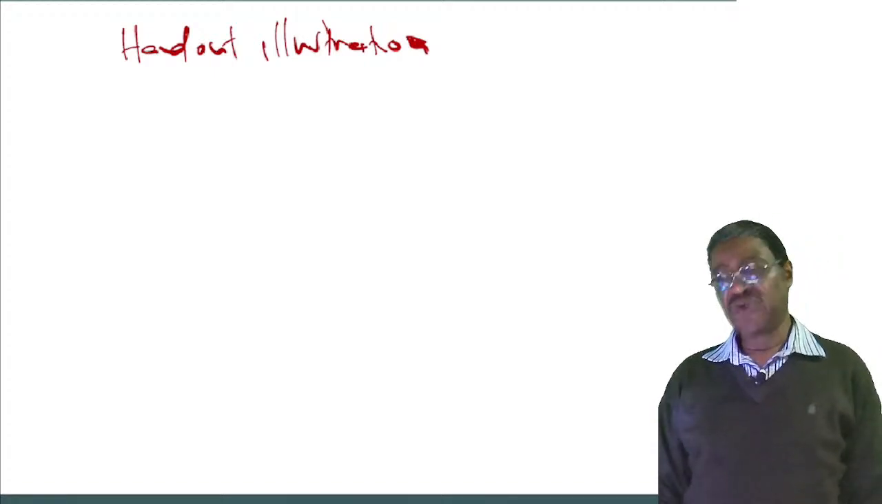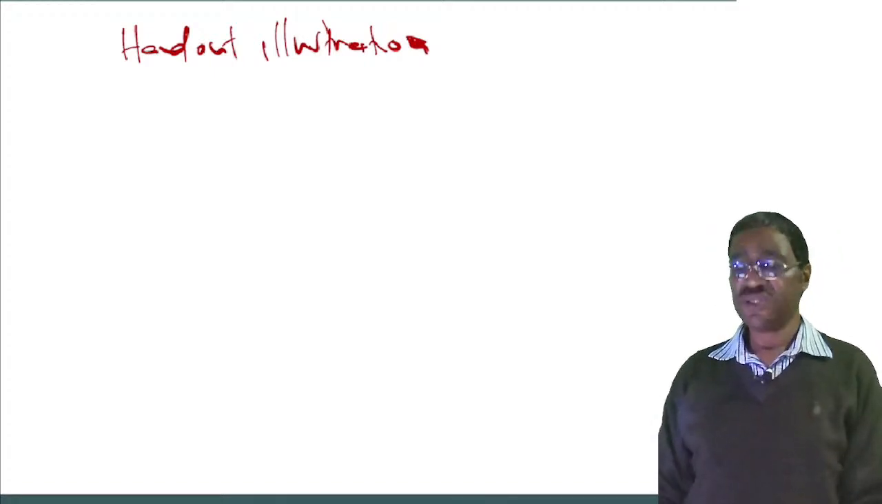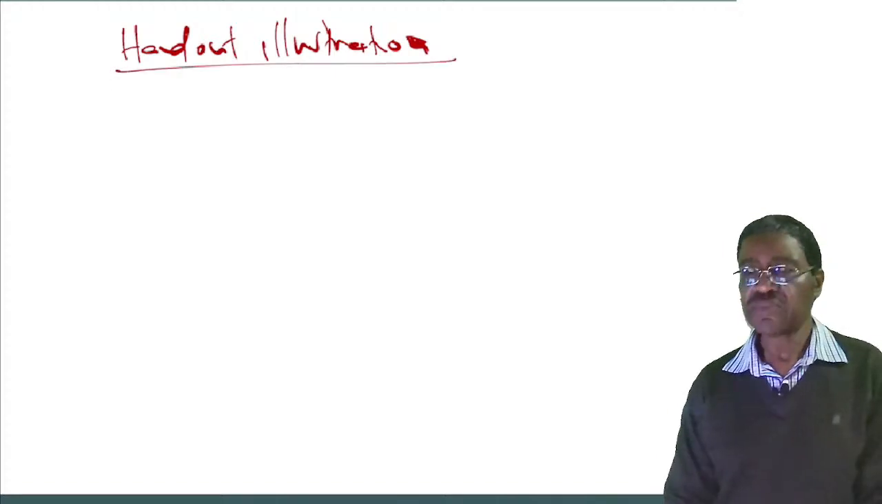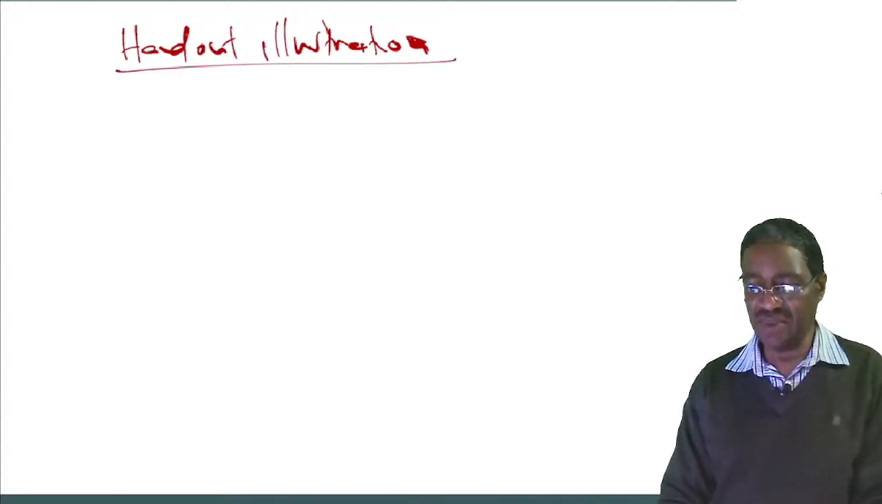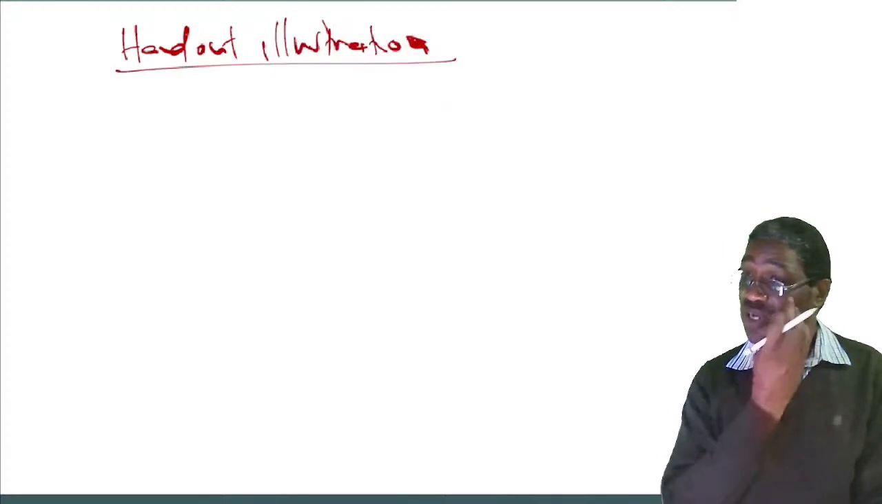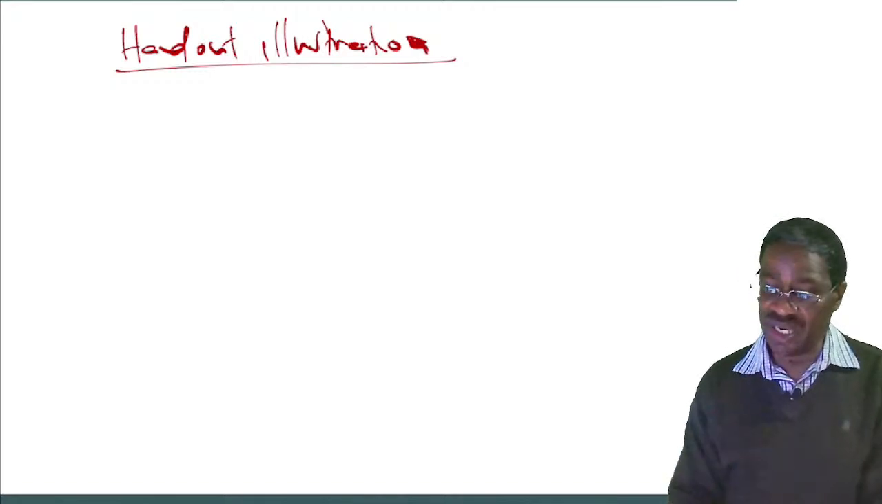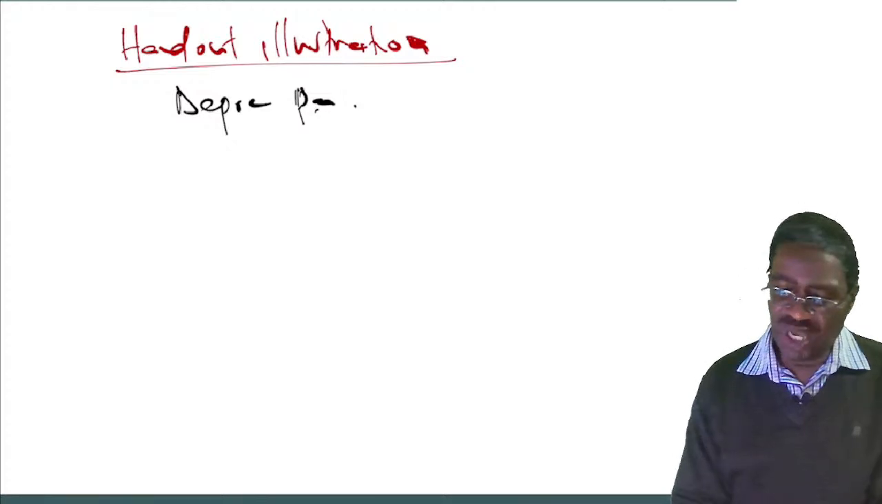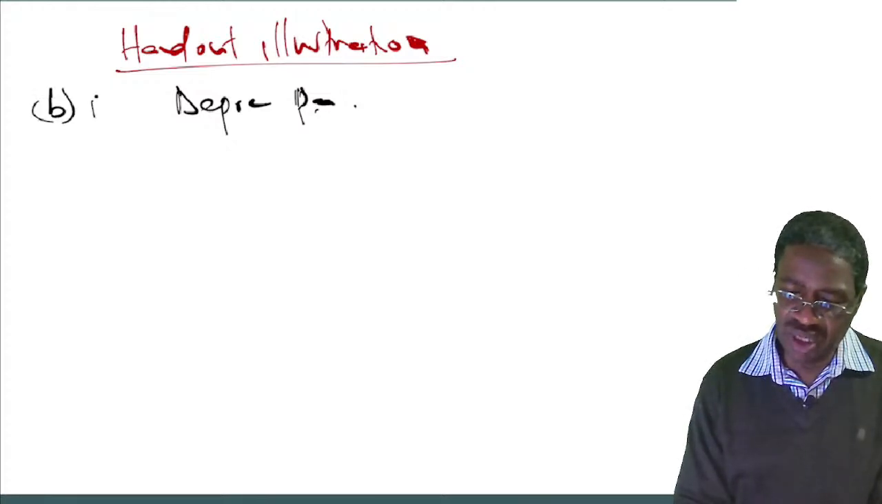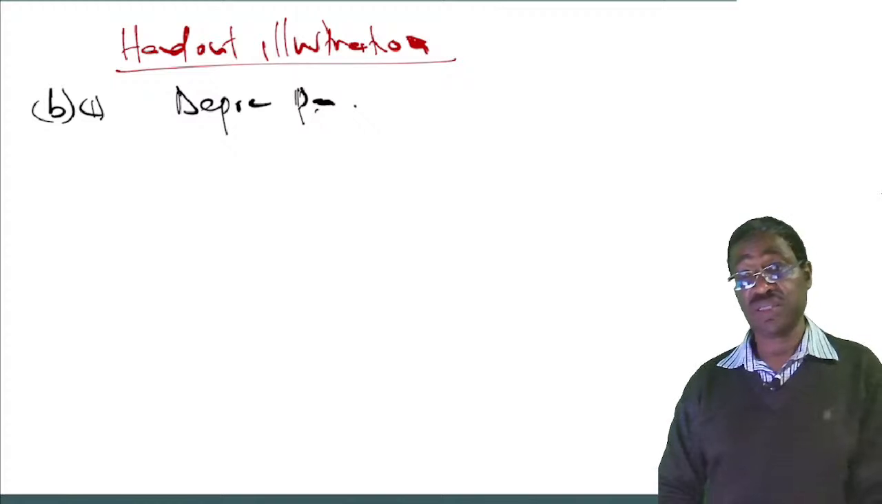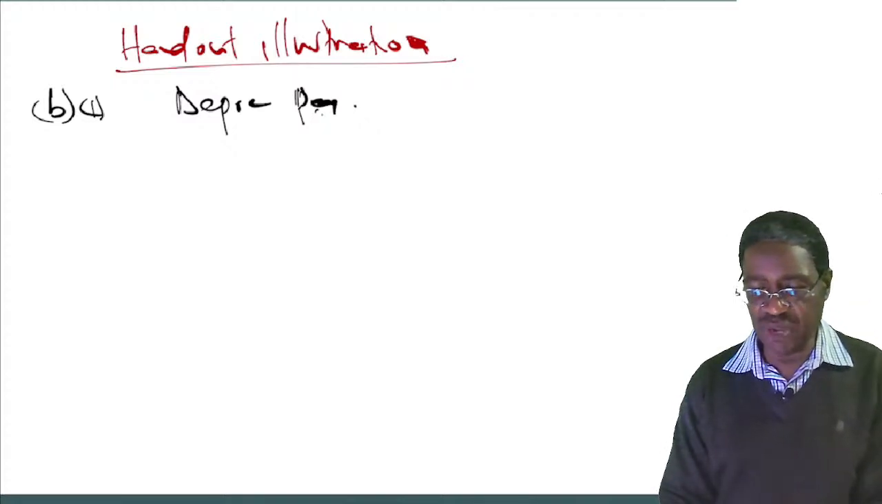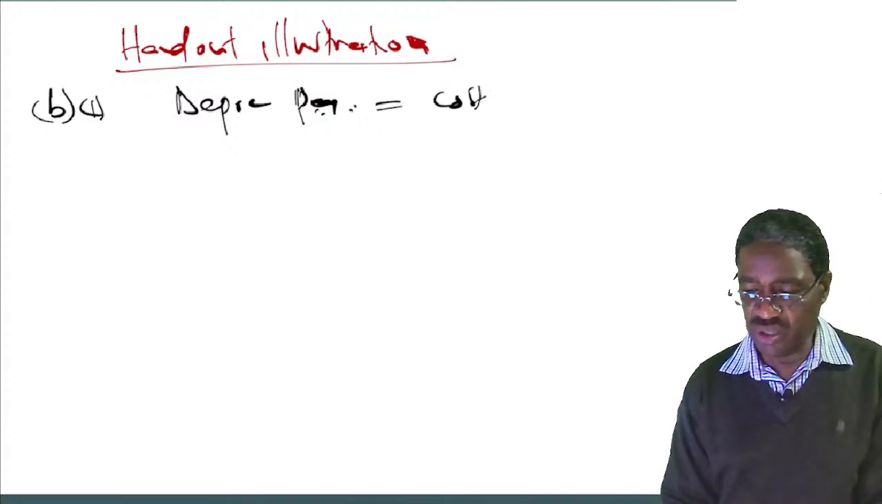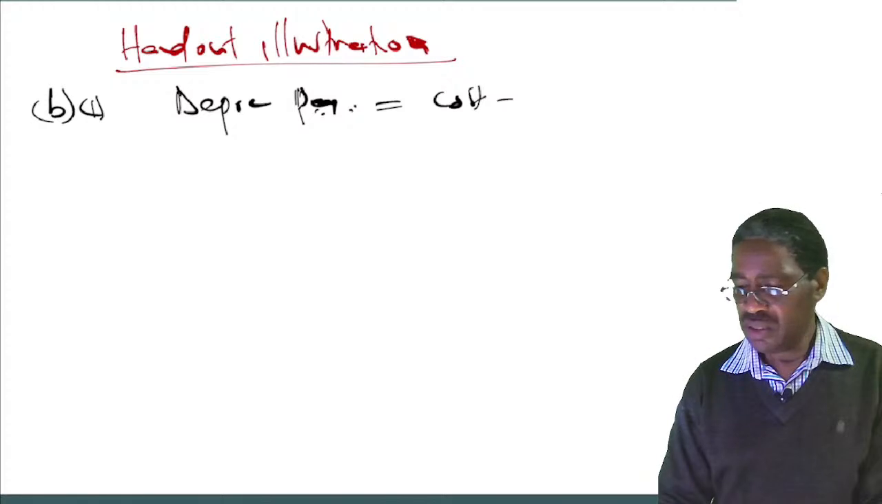Okay, good. Now let's determine the carrying amount. Let us first get the depreciation charge per annum. We are answering B1. First, we get the depreciation charge per annum. We know it is cost minus residual value.